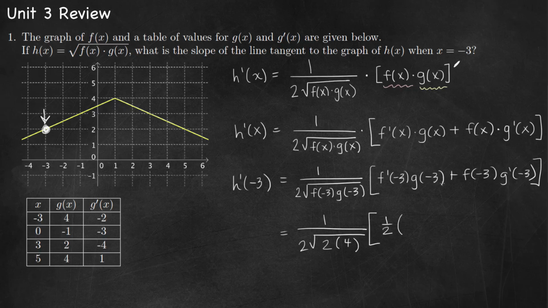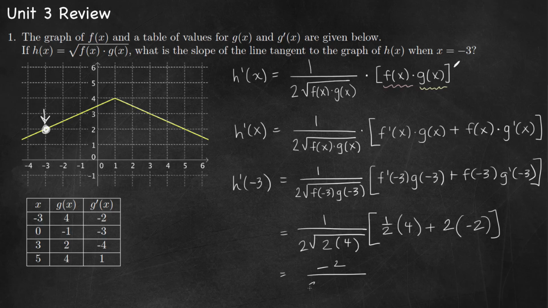Times g of negative 3. G of negative 3 we get from the table. That's 4. Plus f of negative 3, f of negative 3 we read from the graph, that's 2, times g prime of negative 3, g prime of negative 3 is negative 2. And now we just simplify our expression. So 1/2 times 4 is 2, 2 times negative 2 is negative 4, so we have 2 minus 4 or negative 2 on the top.